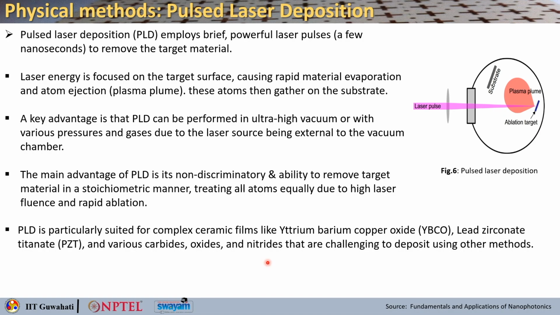PLD is particularly suited for complex ceramic films like YBCO, yttrium barium copper oxide, lead zirconate titanate PZT, and various kinds of carbides, oxides and nitrides. They are typically challenging to deposit from other methods. So, now let us look into the chemical methods.